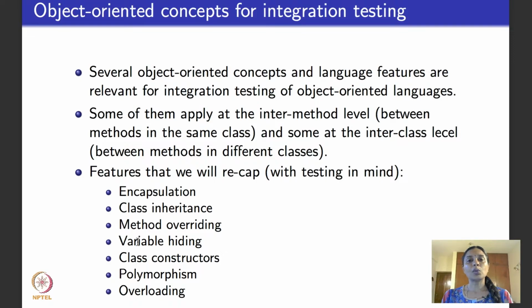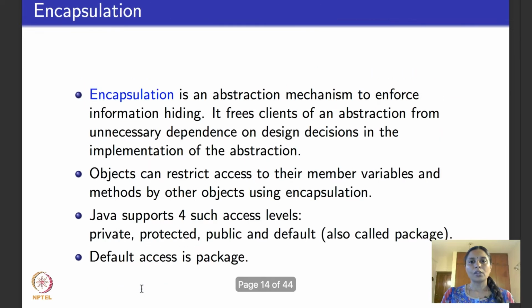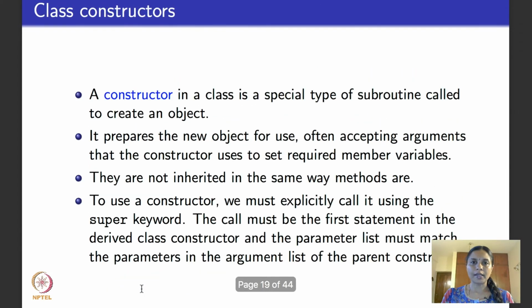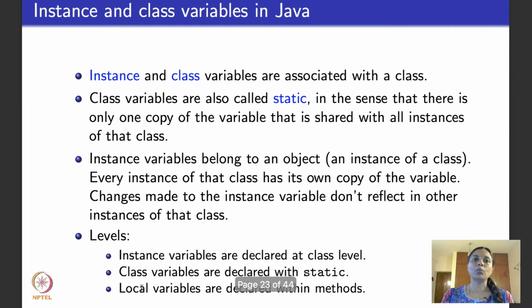So with that, towards recapping what we need to understand mutation, we recapped the essential object-oriented features at the end of last lecture. I helped you to recap encapsulation, class inheritance, overriding methods, variable hiding, constructors, polymorphism, and overloading. So we did this last time, so I'll skip through these slides. We'll directly move into looking at Java and the specific mutation operators that are available for doing integration testing for a language like Java.